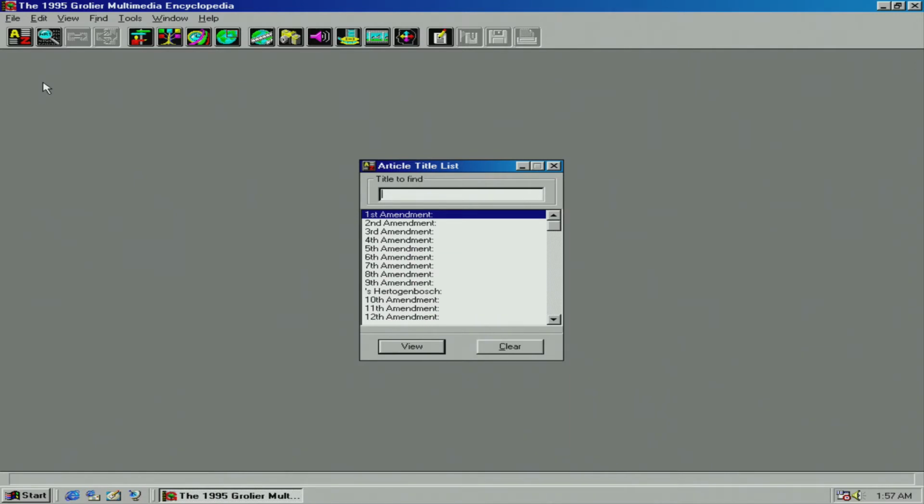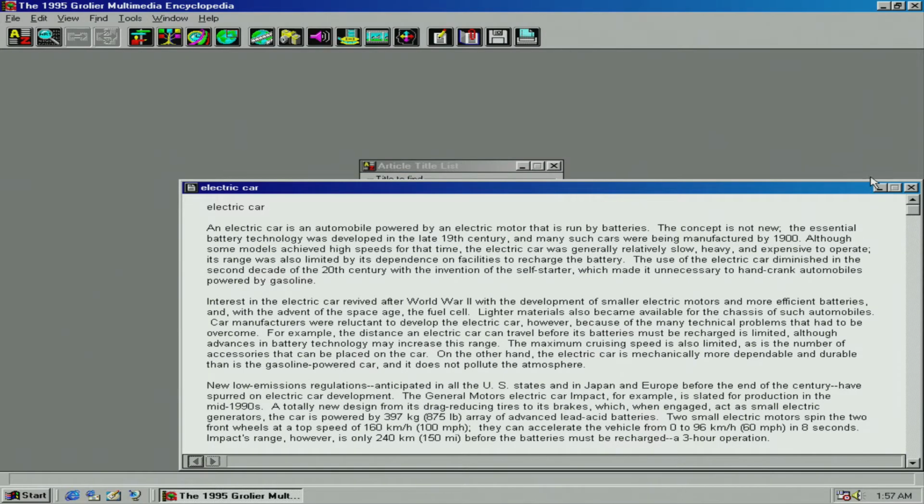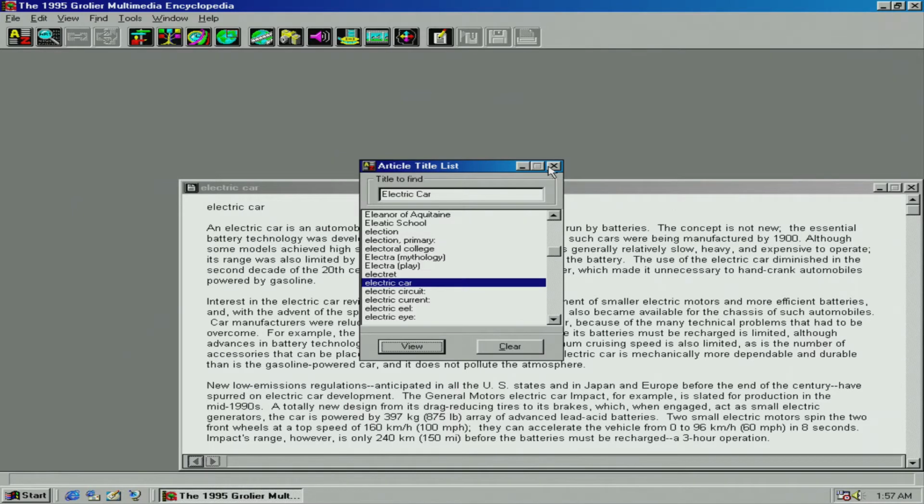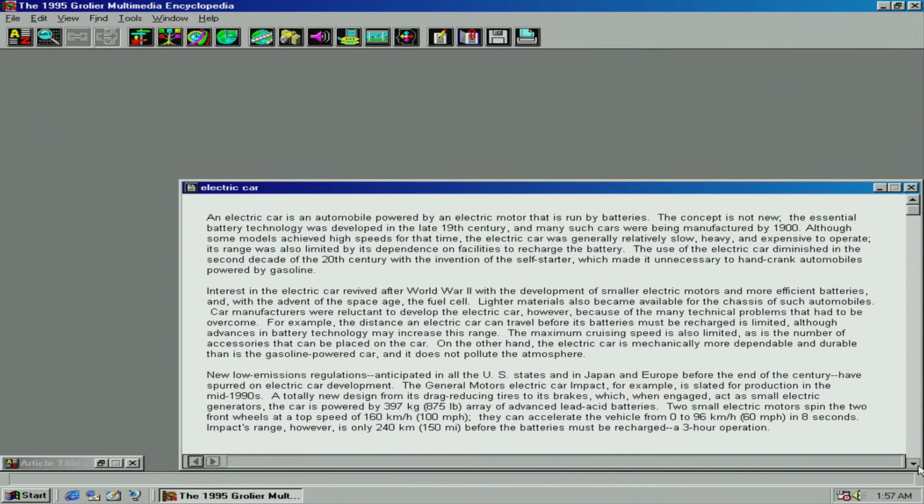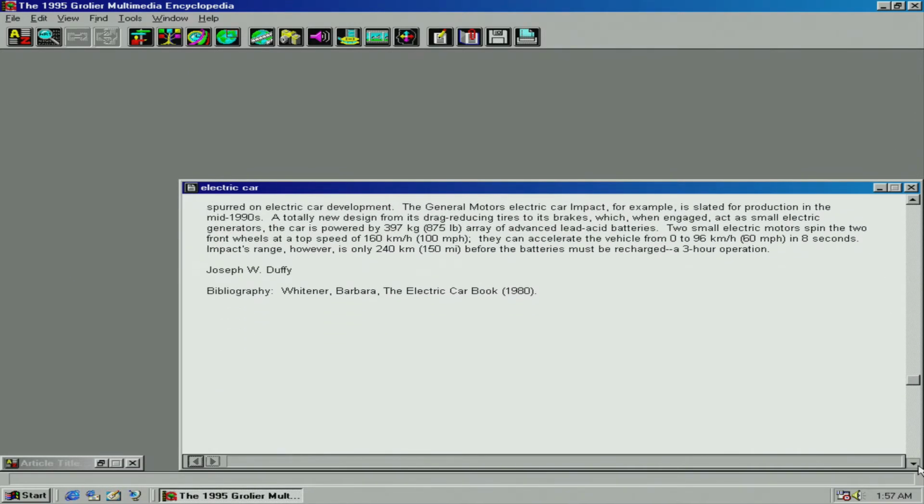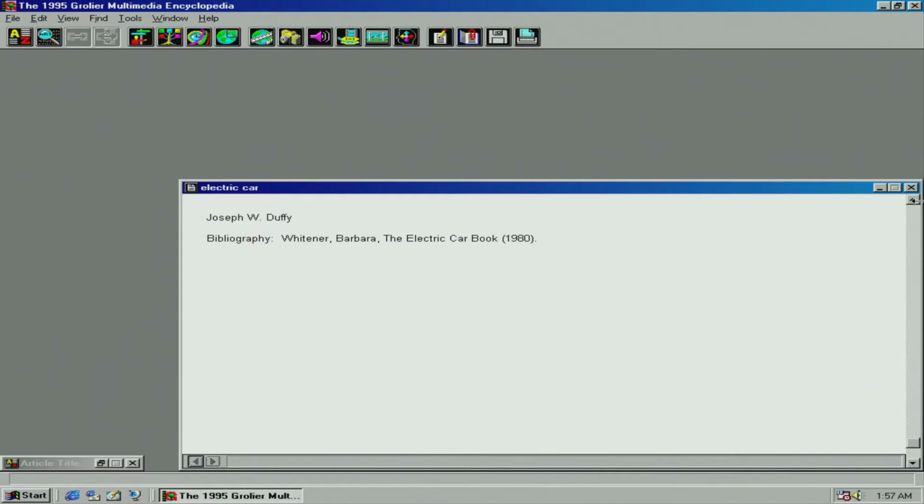See, electric car. There is something called electric car. That's quite interesting. Of course, there were electric cars in the late 19th century, so that is there. But there isn't anything like a Tesla in there, because Tesla obviously didn't exist in 1995.